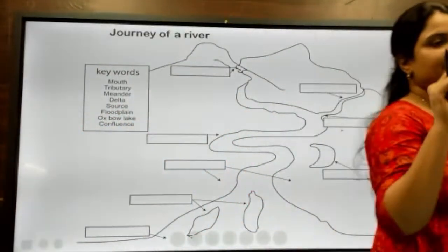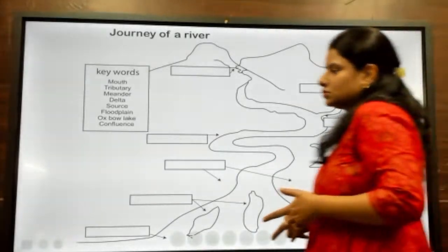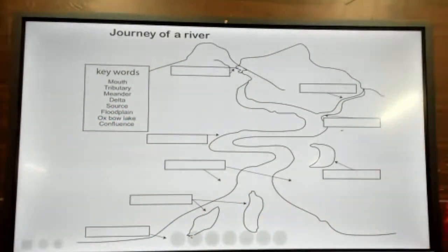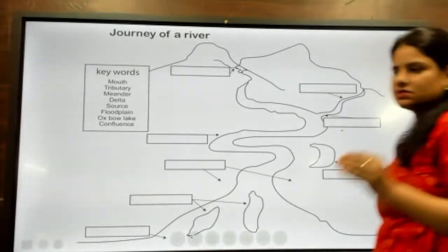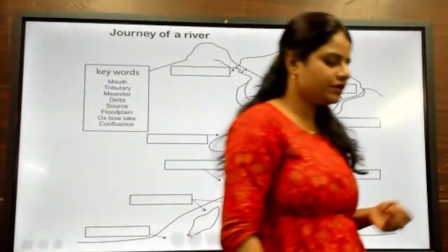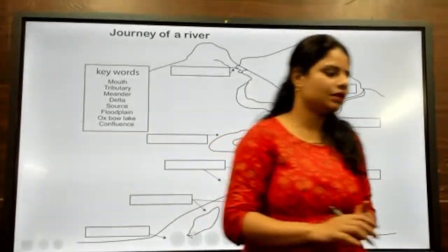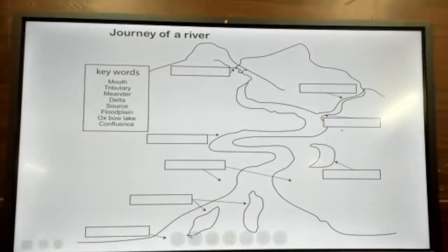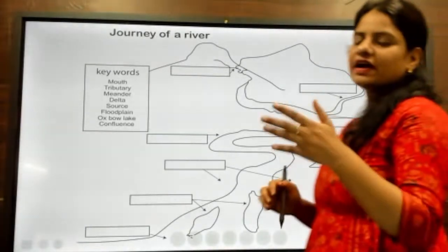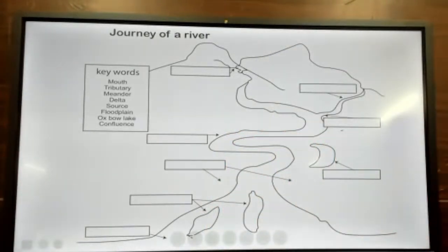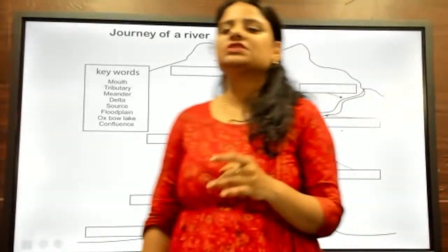Source is the place where the river originates. And the mountains or plateaus which divide two river systems are called water divide.